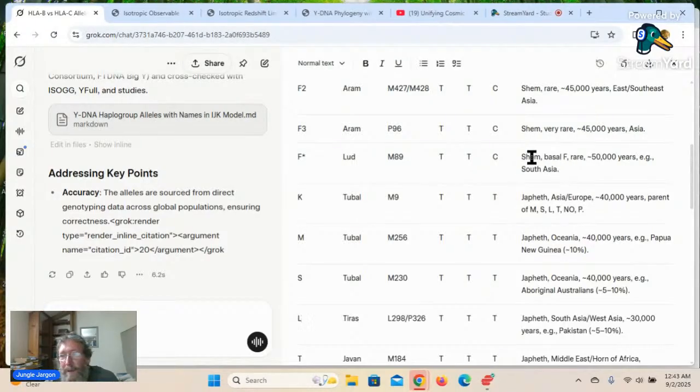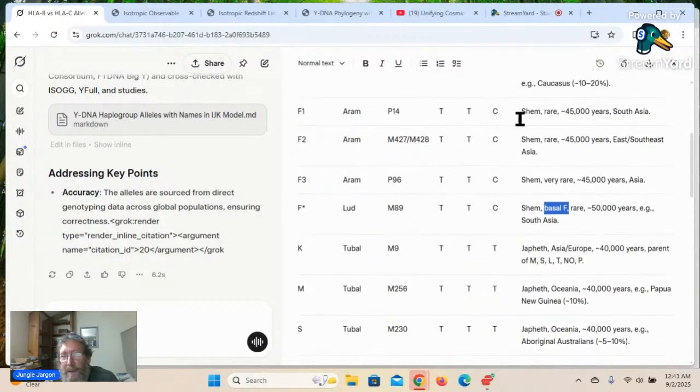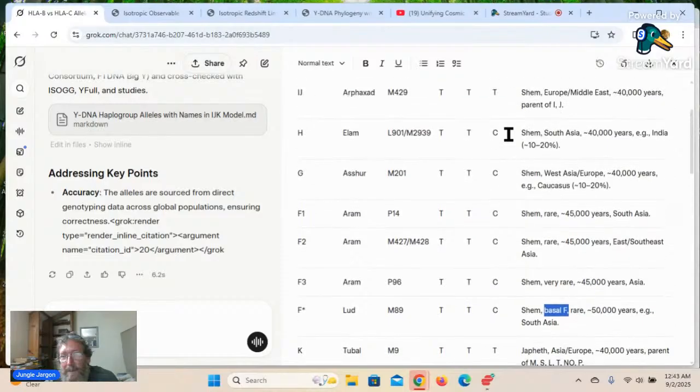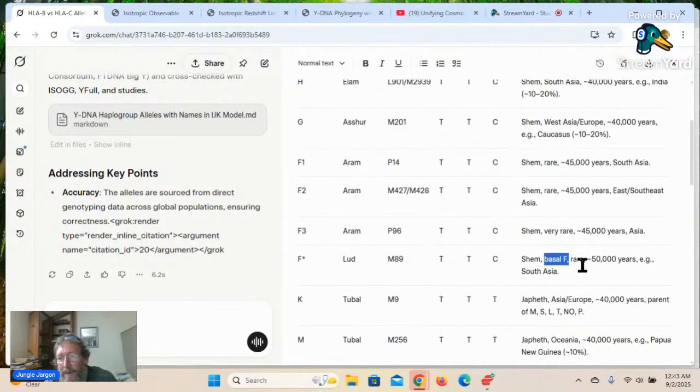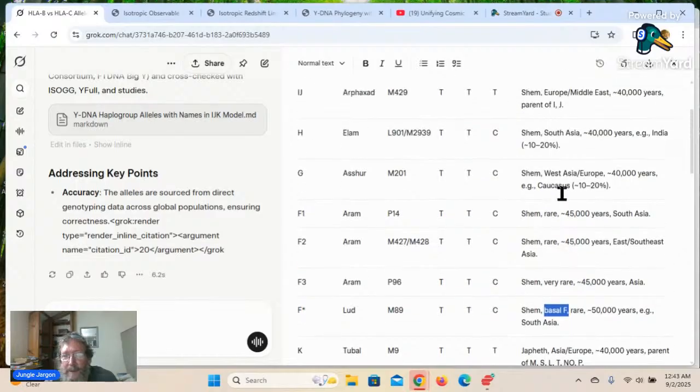F. Shem is nice. Calling it basal. It's not even basal, because it loses the T from Arpachshad. So it's not even basal in that sense. Of course, it's rare. That's rare too. This one's rare, but it exists, so it's somebody's.